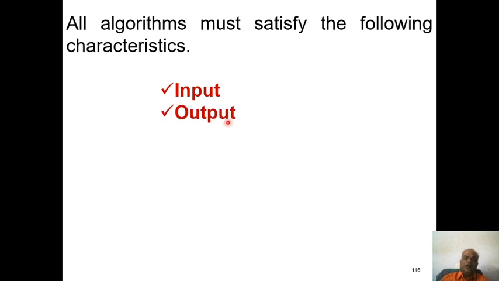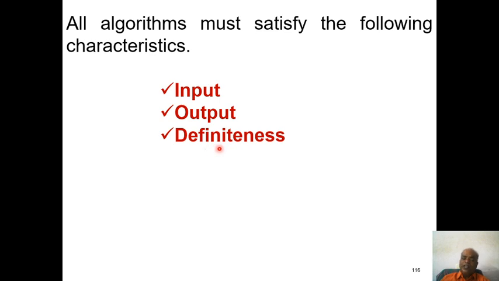The next one is output. These are the values generated after processing the instructions. Input is nothing but a value submitted for processing the instructions. Output values are the values generated after processing the instructions. Here, at least one value or at least one quantity must be produced as output.